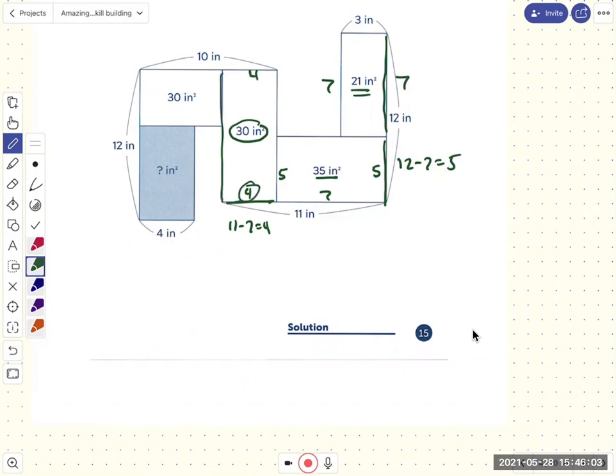Notice how, in looking at it, you think, oh, I don't know what to do here. But then you say 10 minus 4 equals 6, so this one is a 6. So 6 here and here, and then this height is 5. This is 12 minus 5 equals 7. Now we multiply 4 times 7 and we get 28. Go to the next one.